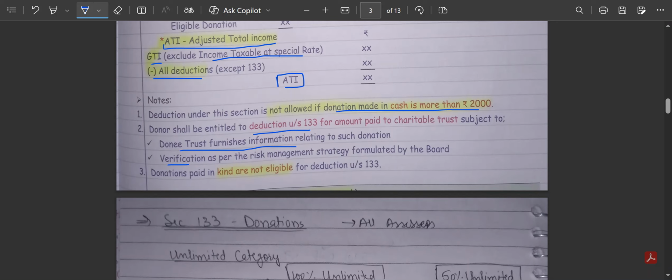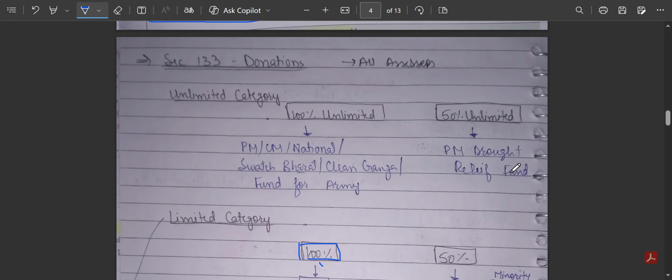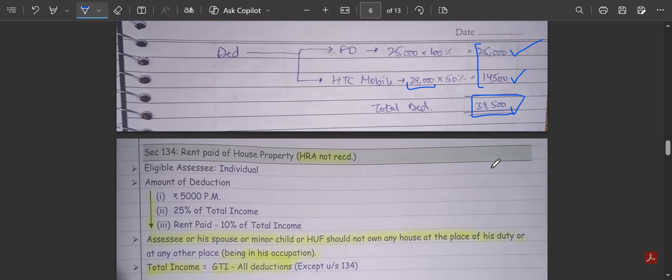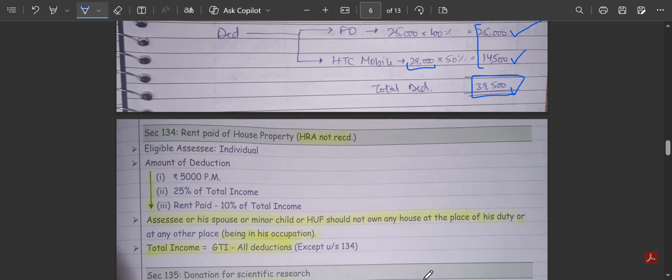It's like the case where we made donations to charitable trust under ATG and we received ATG certificate. It's that kind of situation, and that data is then auto filled in the return of the person making donations. Then the third point is donations paid in kind are not eligible for deduction. That is all for this section. Now I'll move on to the next one.